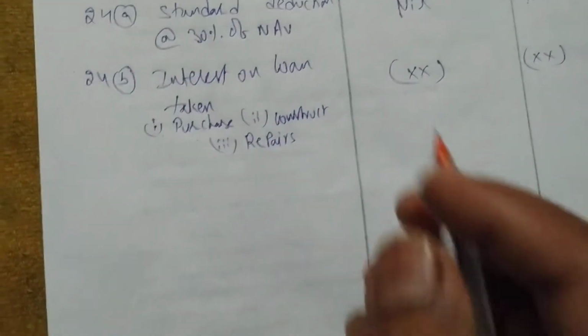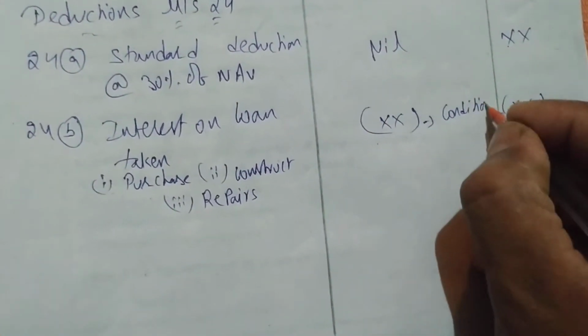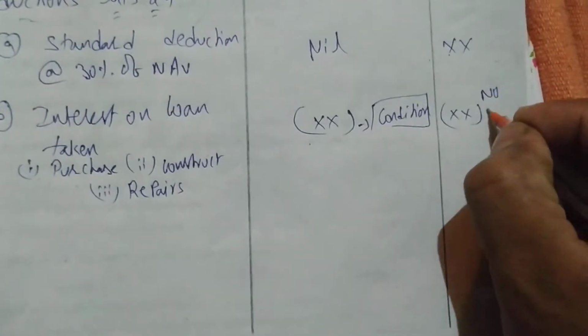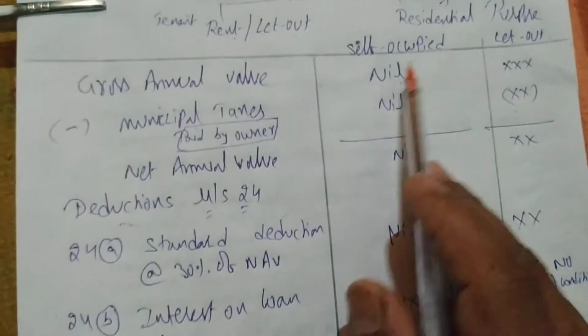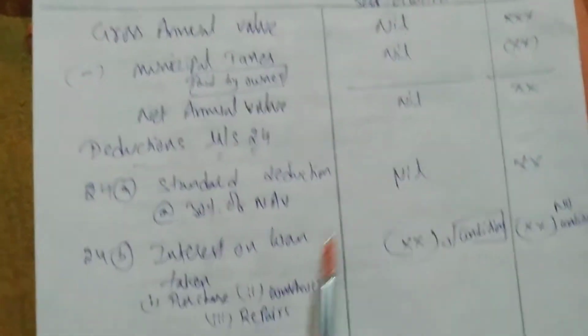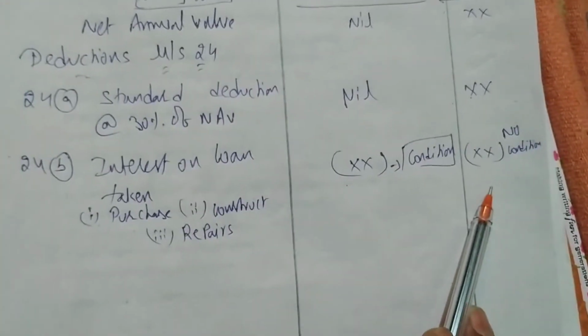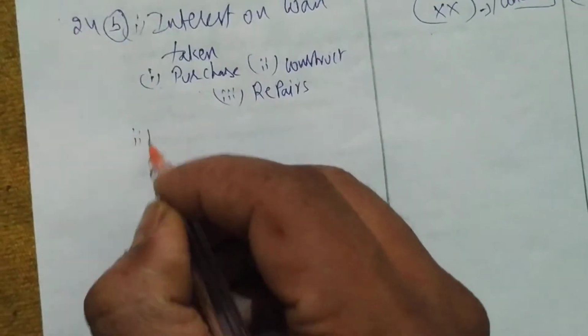Next, there is a condition on this. Here in the let out portion, no condition. I repeat, in self-occupied property, to claim deduction of interest on loan there is a condition we have to see, but in case of let out property there is no condition. This is the first one, interest on loan. One more interest is there, that is pre-construction interest.